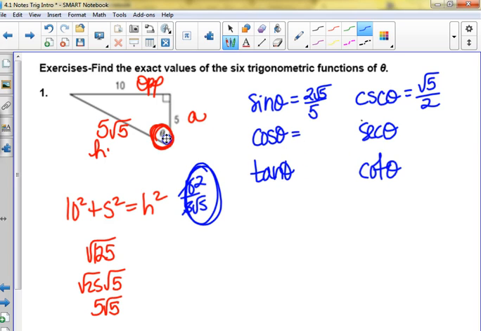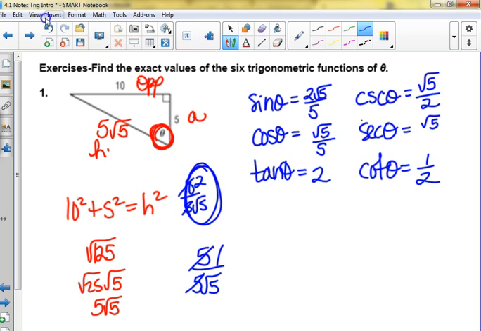Okay, cosine. Adjacent over hypotenuse, which is 5 over 5 square roots of 5. These 5's reduce. Square root of 5 over 5. And this one, flip him over right here. Square root of 5 over 1, or just square root of 5. Oh, we get to the easy one finally, tangent. Opposite over adjacent is 10 over 5, which is 2, and the reciprocal is 1/2. I think 1 was enough fun on that, don't you?